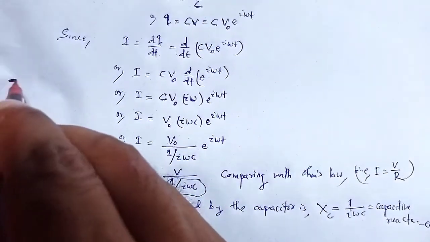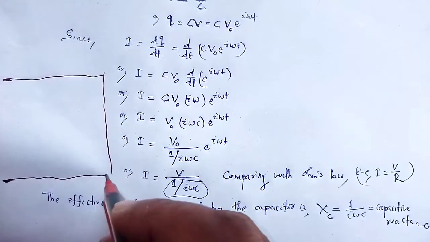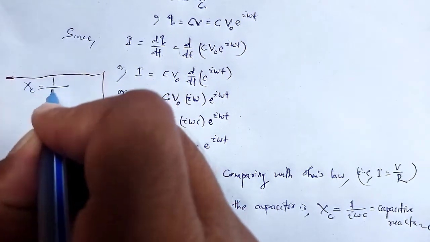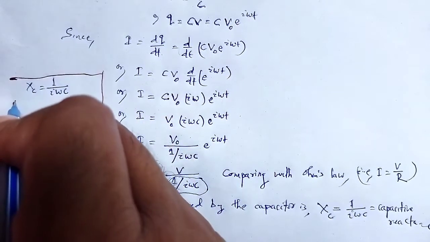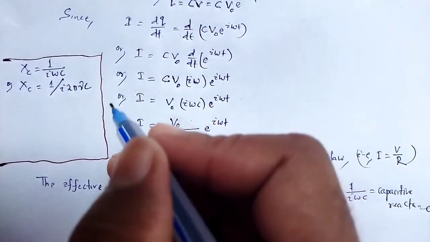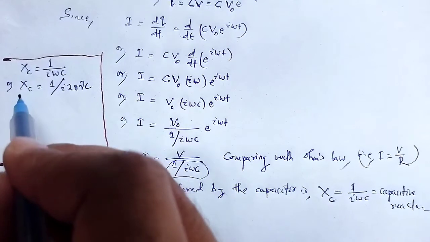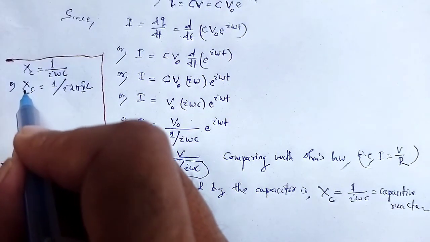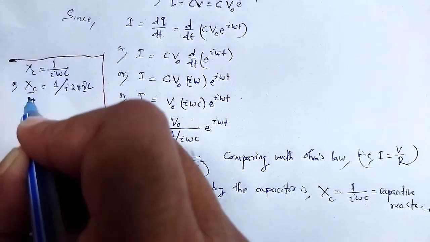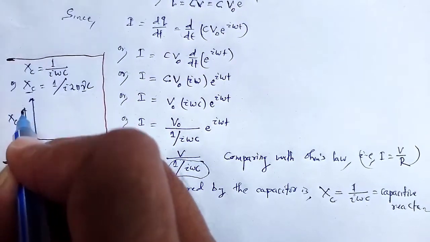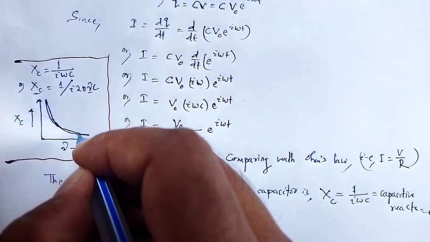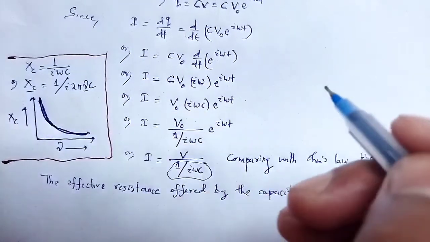When I plot the graph, XC is equal to 1 divided by i omega C, or XC is equal to 1 divided by i 2 pi nu C, nu being the frequency. So frequency is inversely proportional to capacitive reactance. When we plot the graph between XC and frequency, the graph looks like this. XC inversely varies with frequency.